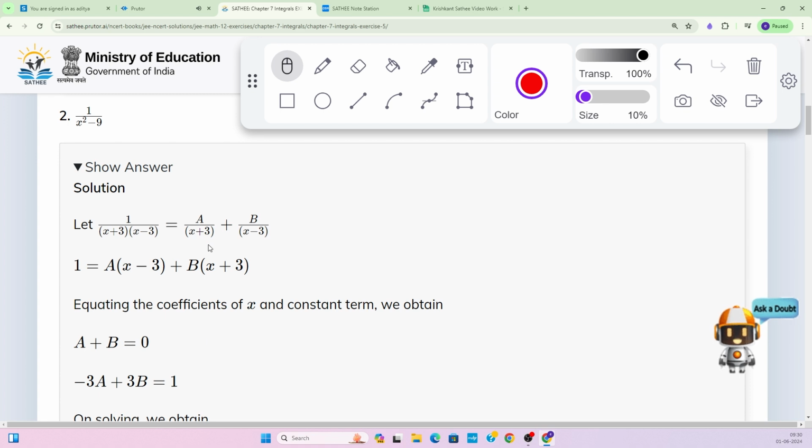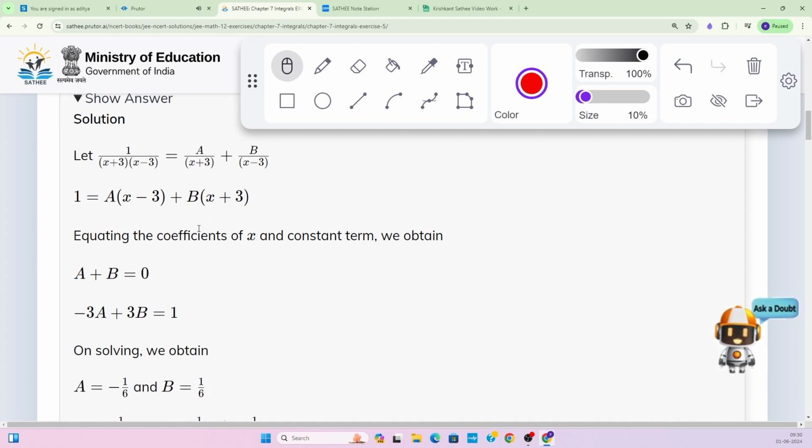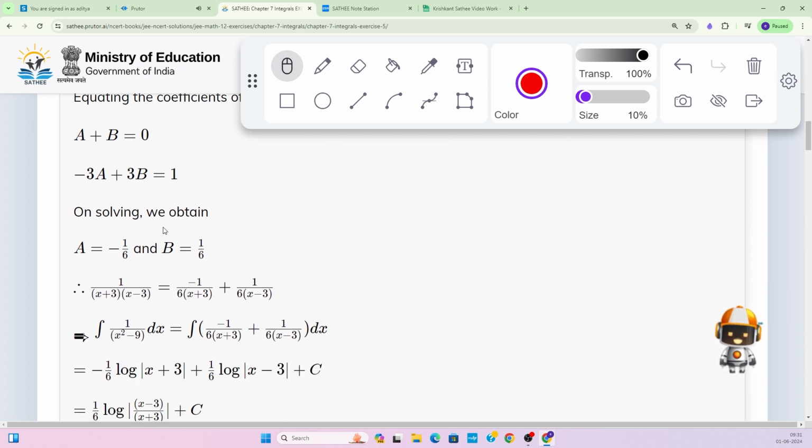Okay, now simplify it. You will get 1 is equal to a times (x minus 3) plus b times (x plus 3). Now comparing the coefficients, you will have a plus b is equal to 0, and minus 3a plus 3b is equal to 1. As you can see now, your answer will be b is 1 by 6 and a is minus 1 by 6.